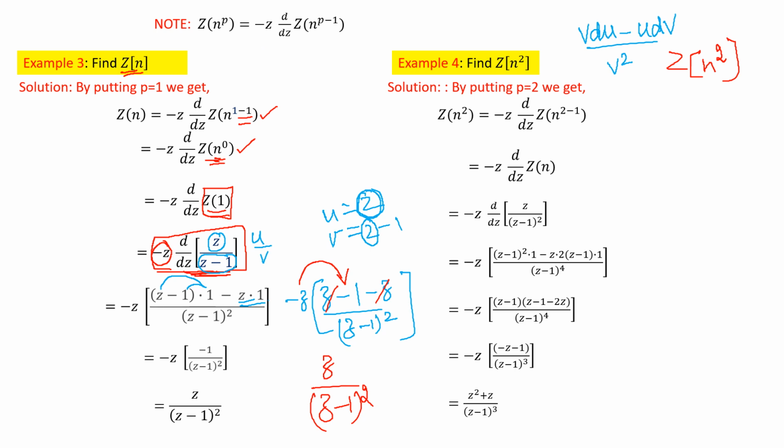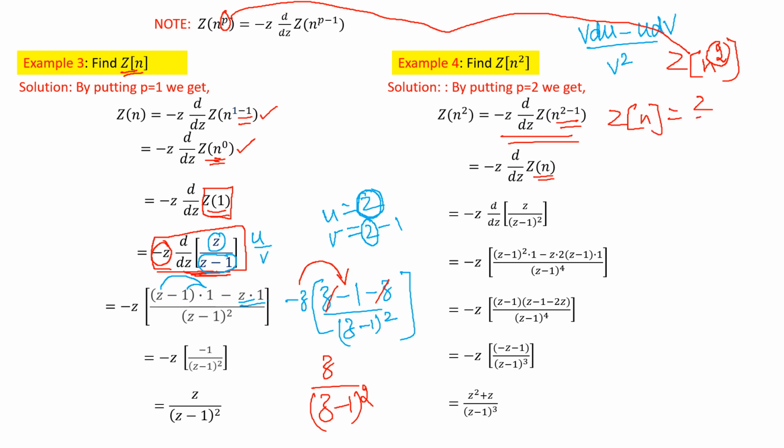Okay. So we come to know that in place of p, we have 2. So the formula will become like this: minus z d by dz of z transform of n power 2 minus 1. So this n power 2 minus 1, I can write z of n. We know that z of n equal to z upon z minus 1 the whole square. So we will get this one.